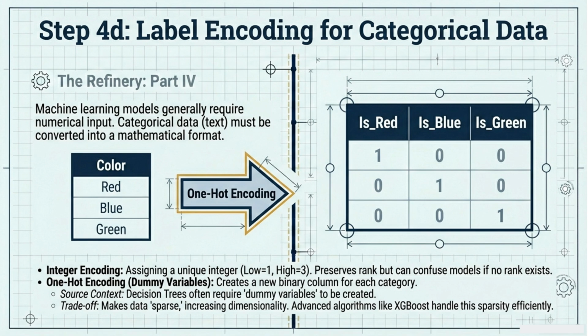Step 4d is label encoding for categorical data. Machine learning models require numerical input. Categorical text data must be converted into a mathematical format, often through one-hot encoding. This creates a new binary column for each category, though it increases dimensionality.